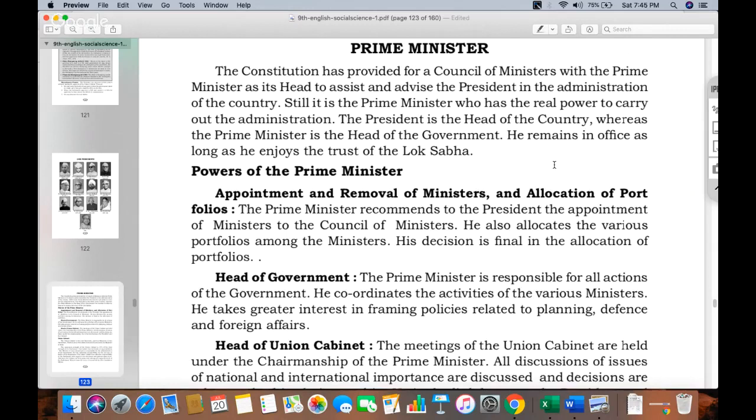The President is head of the country, whereas the Prime Minister is head of the government. He remains in office as long as he enjoys the support of 272 members. That is called the trust of the Lok Sabha.